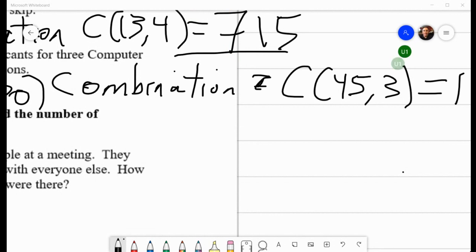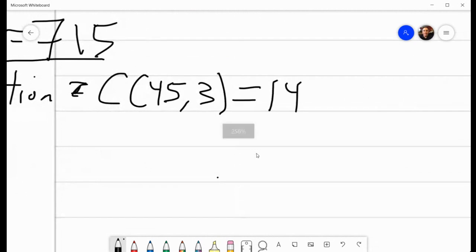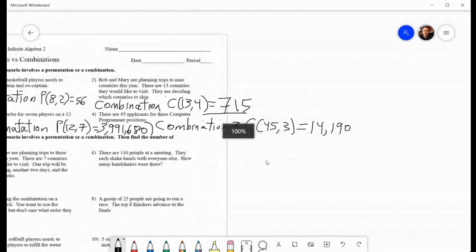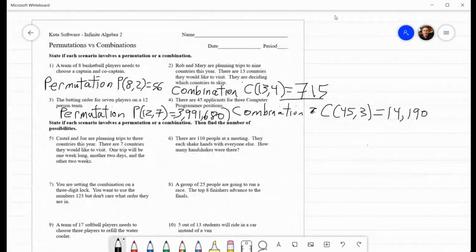Wait, you can't see that. Hold on, let me just move this. Oh my goodness gracious. There we go. 14,190. So that is what we get here. Okay, that's good. All right. Now, I also did 5, 6, and 8 with the other class as well. So let's do that together, okay?